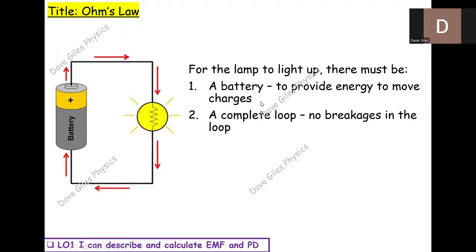So for a lamp to light up, there must be a battery to provide energy to move particles on a complete loop, no breakages allowed in the loop, which we have covered previously.